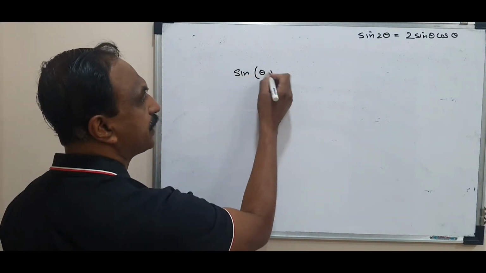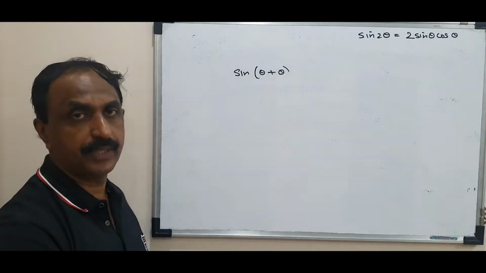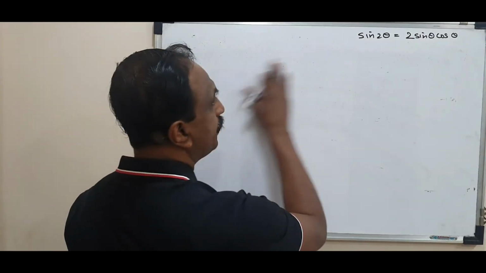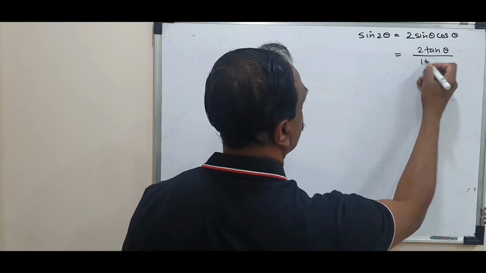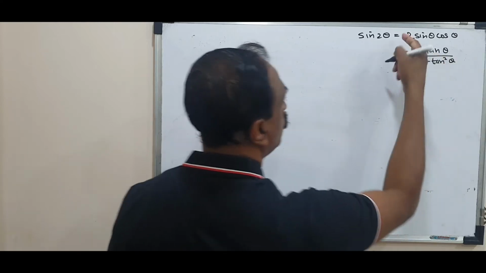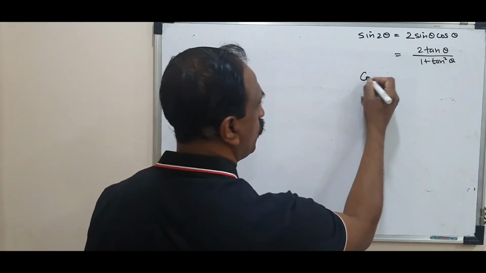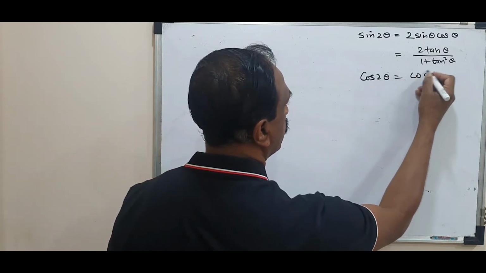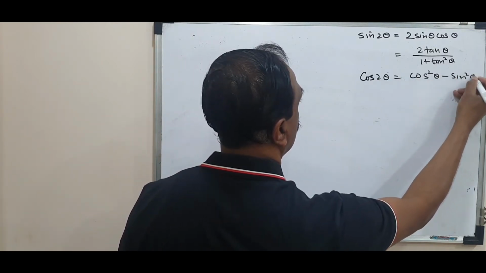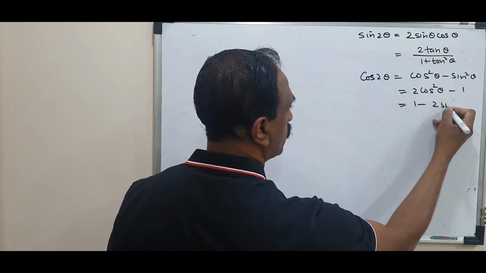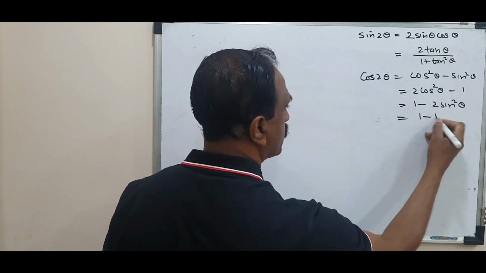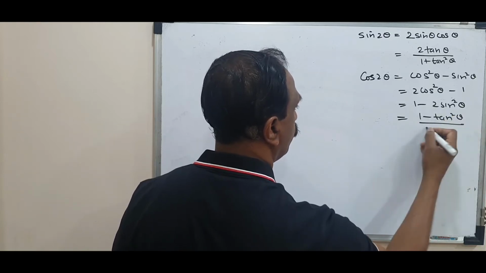How you got this formula? Sine of theta plus theta. We expanded sine A plus B's formula and we got that formula. We also know another formula, 2 tan theta upon 1 plus tan square theta. These are the two formulae in sine 2 theta. Then cos 2 theta. Cos square theta minus sine square theta, 2 cos square theta minus 1, 1 minus 2 sine square theta, 1 minus tan square theta upon 1 plus tan square theta.